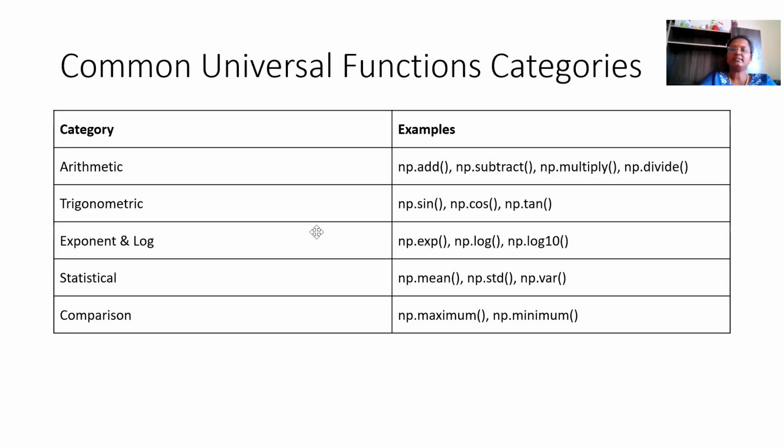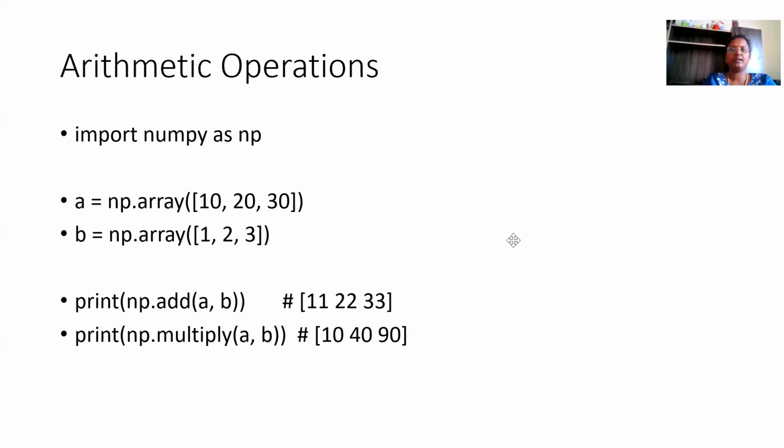The common universal function categories are arithmetic, that is addition, subtraction, multiplication, division, and trigonometric: sine, cos, tan, and exponential and log: exponent, log, log10, statistical methods: mean, standard deviation, and variance. Then finally, the comparison universal functions are also available: maximum and minimum.